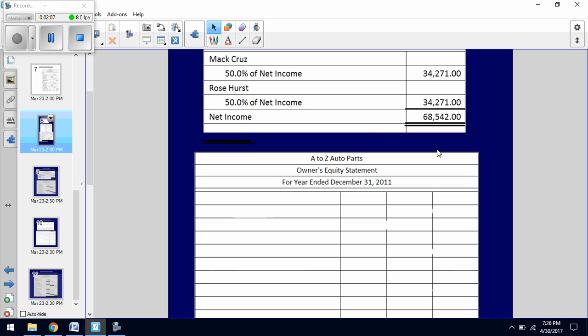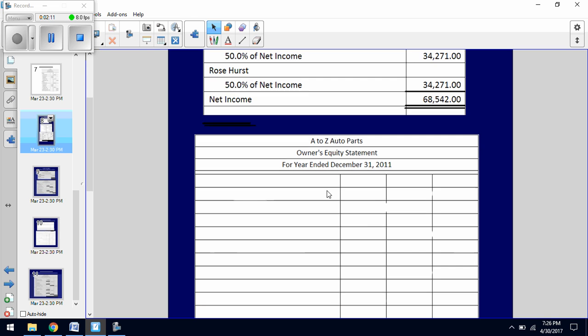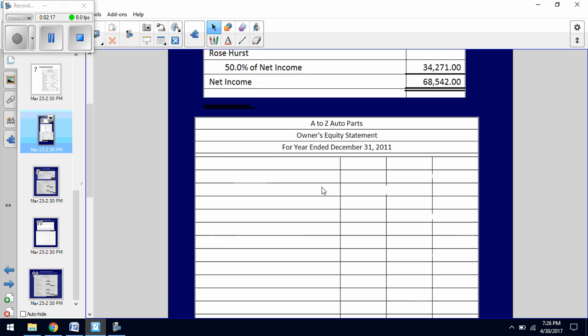Next, we're going to go right from here into the owner's equity statement. This statement basically just shows the increases and decreases in each partner's owner's equity with the business. So you just have to remember what types of things make owner's equity increase and decrease. Two things that make it increase are revenue and investments, and the two things that make it decrease are expenses and withdrawals. So we have to make sure that we list all of that on here.